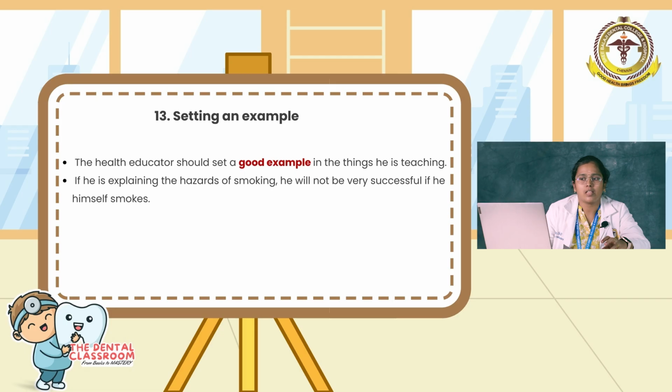So, coming to the last principle, setting an example. So, every health educator should be a good example for what he preaches. So, if he preaches to the patients or the people to not smoke, he or she should also have the habit of not smoking. If he or she smokes, the people will think that even if he himself has the habit, how can he preach the same. So, this is the last principle, setting an example.